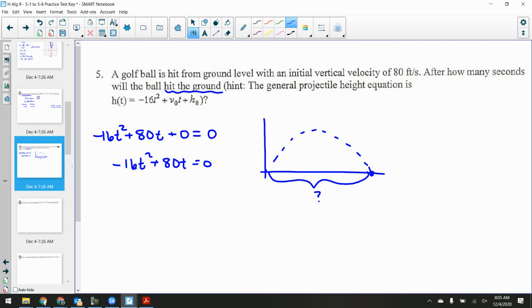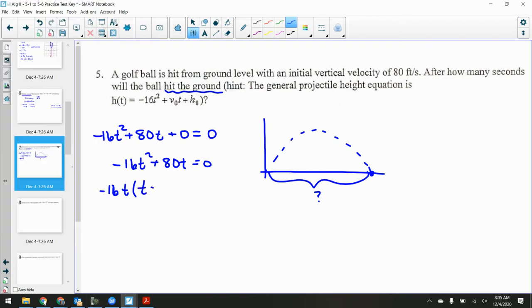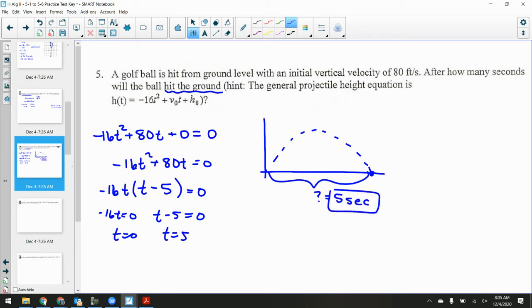Right, factor out the negative 16t. And how do I know I can factor out a 16? Well, 80 divided by 16 is 5. So I'm going to have t minus 5. And I factor out the negative because it leads with a negative. And that means that plus sign turns into a minus. So negative 16t equals 0, t minus 5 equals 0, t equals 0, t equals 5. 5 seconds. My 5s and my s's look similar.